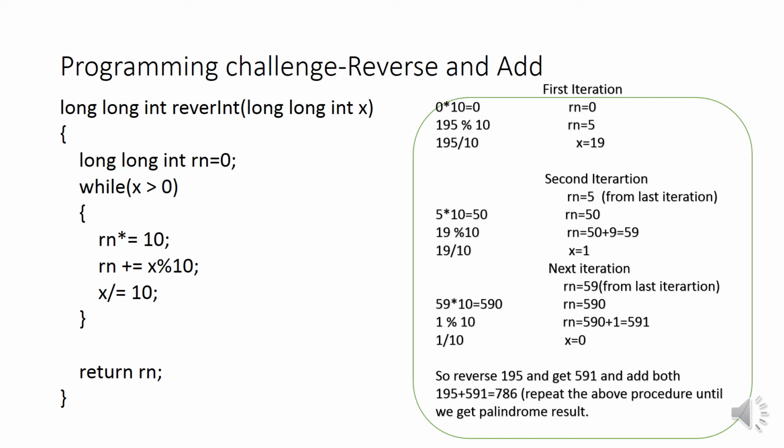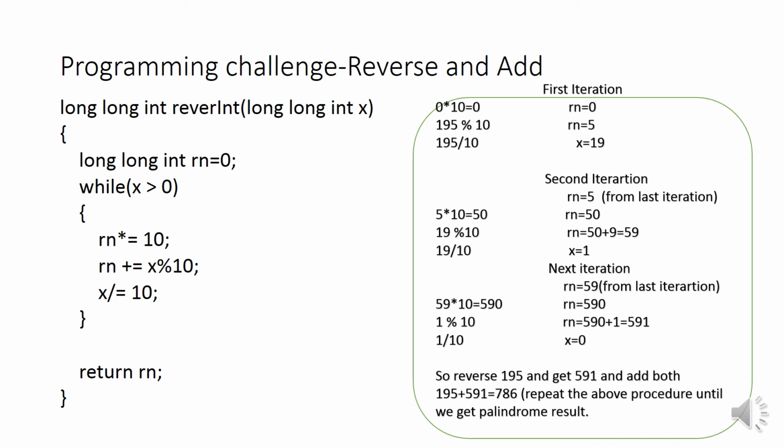So Rn into 10, that is 59 into 10, we get 590. x modulus 10, that is 1 modulus 10, the remainder is 1. So 590 plus 1 is 591. Then for the actual division, 1 divided by 10, we get 0.